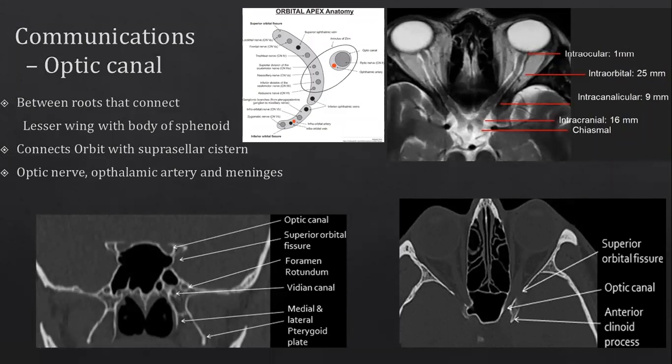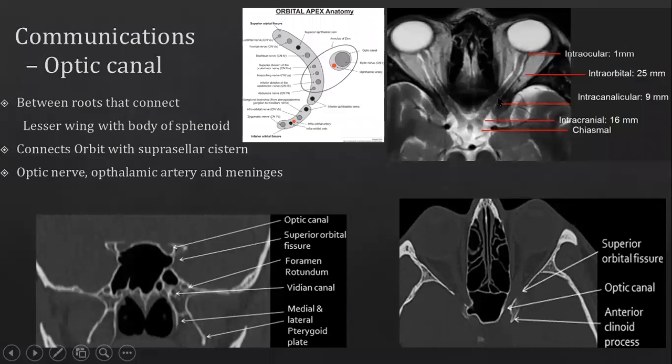Having looked at the walls, let's look at the various communications. Three typical ones that we need to understand are the optic canal, the superior orbital fissure, and also the ethmoidal canals. Let's look at the optic canal. And we have looked at this anatomy before, but it's useful to revise that. Optic canal is oriented in a slightly oblique plane to the midline, as opposed to the superior orbital fissure, which is more or less in the parasagittal plane, laterally and inferiorly.